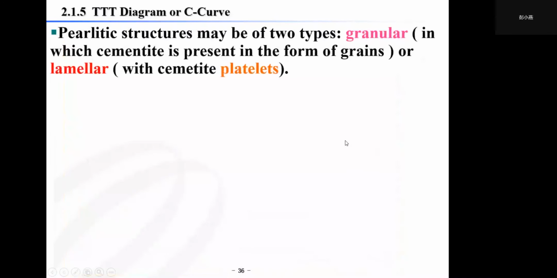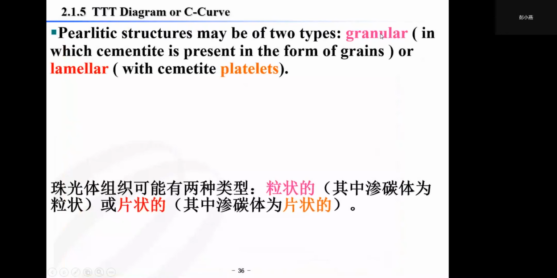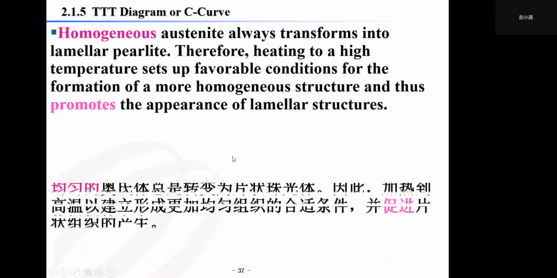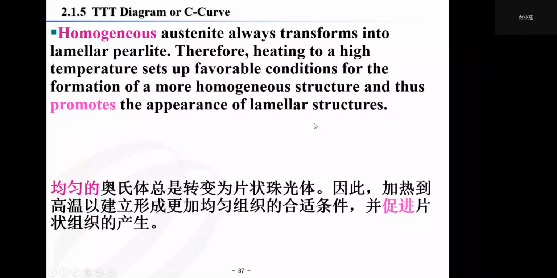Okay, and the pearlite structure may be of two types: granular and lamellar. Granular is one in which cementite is present in the form of grains, and for lamellar, the cementite is present in the form of platelets. Okay, homogeneous austenite always transforms into lamellar pearlite. Therefore, heating to a high temperature sets up favorable conditions for the formation of a more homogeneous structure and thus promotes the appearance of lamellar structure.